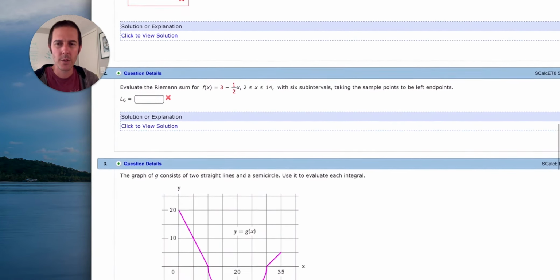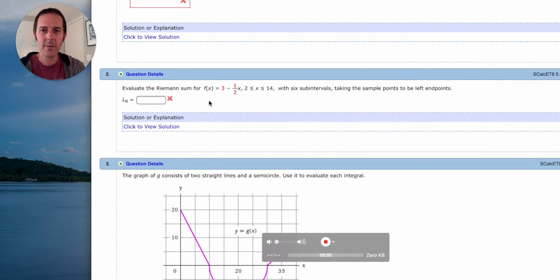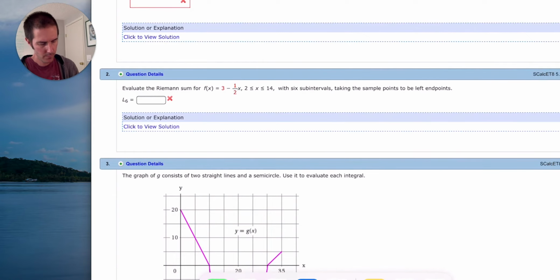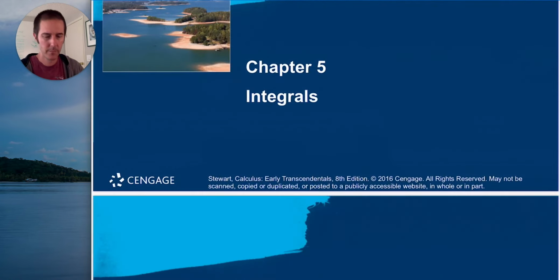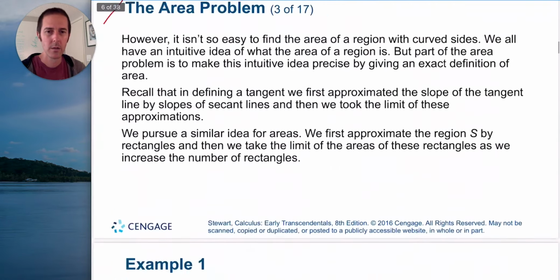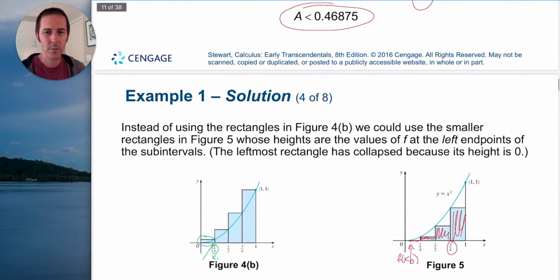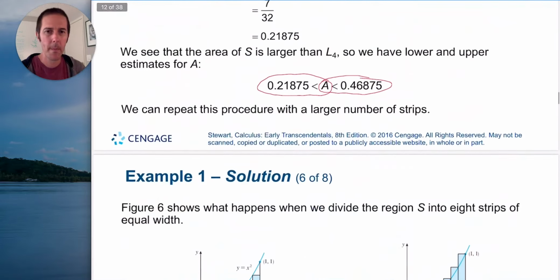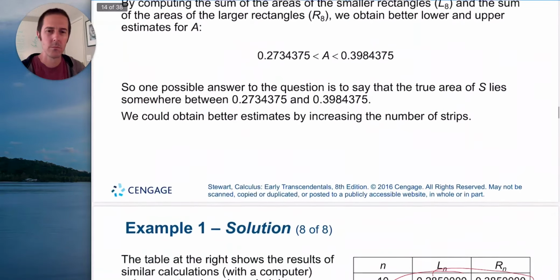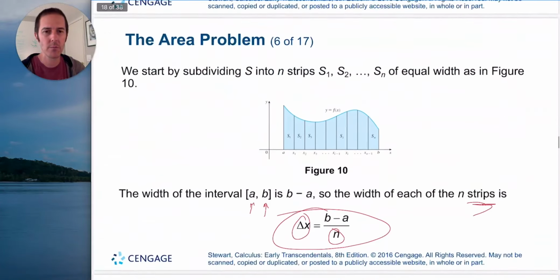And then this question asks us to evaluate the Riemann sum. What in the world is a Riemann sum? Oh, thanks. It took me all the way back to the beginning. That's a Riemann sum written out. The Riemann sum is more typically written using sigma notation.